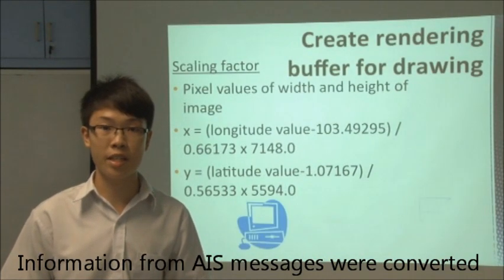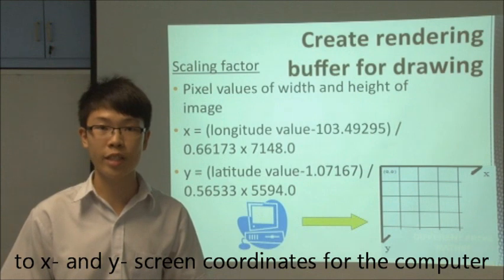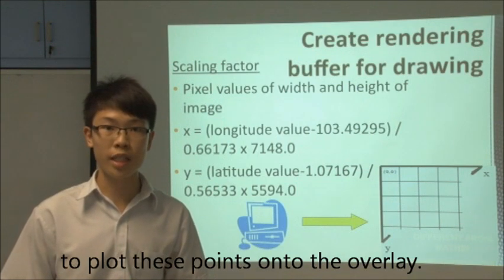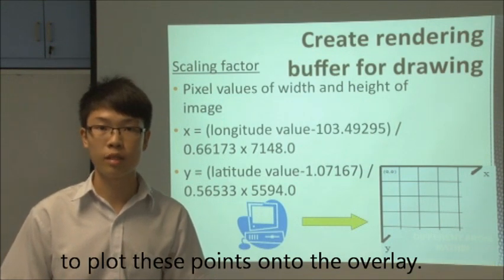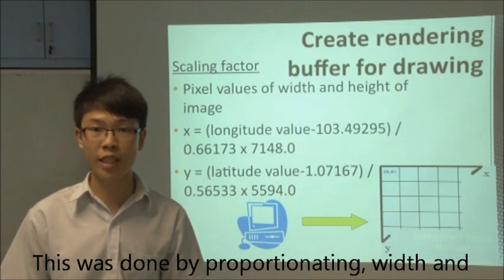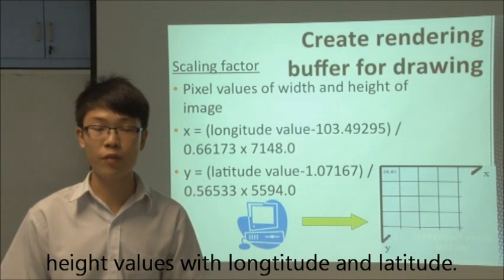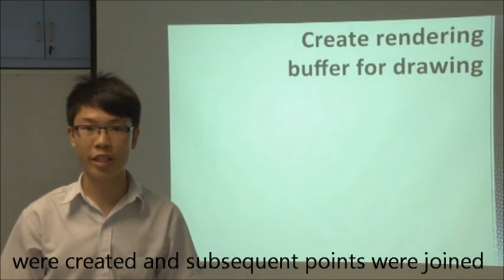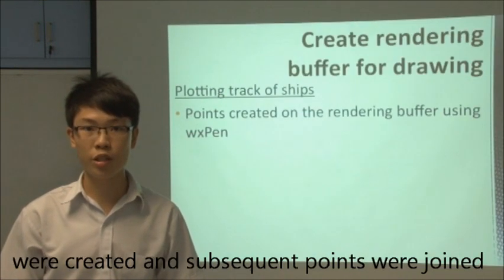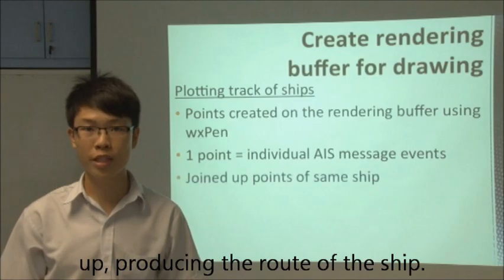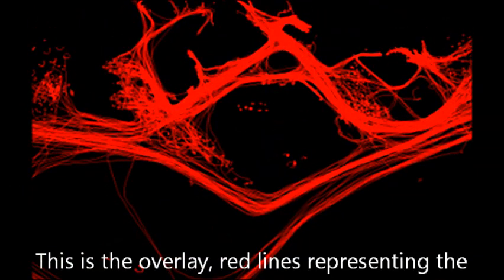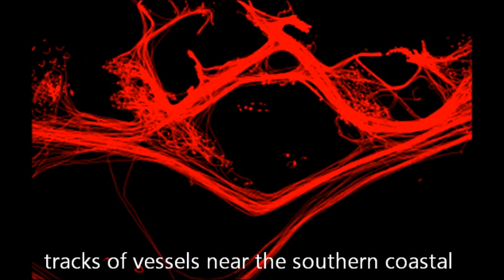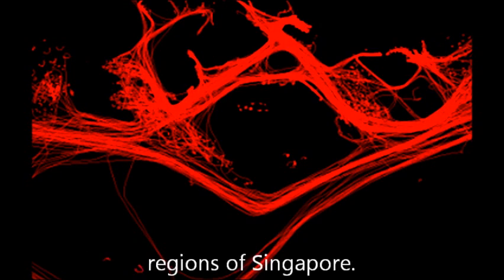Information from AIS messages was converted to X and Y screen coordinates for the computer to plot these points onto the overlay. This was done by proportionating width and height values with longitude and latitude. Points representing individual AIS messages were created, and subsequent points were joined up, producing the route of the ship. This is the overlay, red lines representing the tracks of vessels near the southern coastal regions of Singapore.